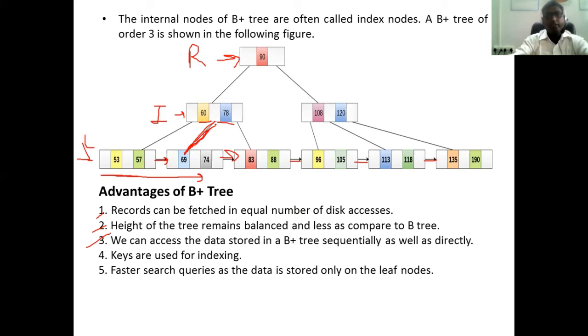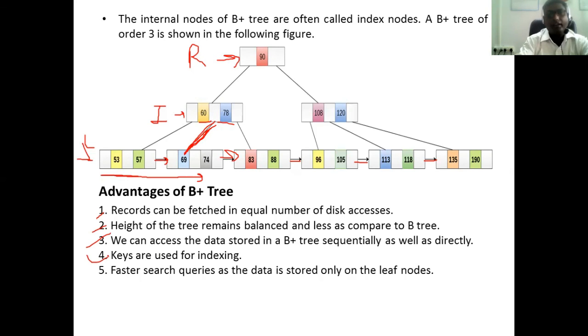Now, the keys are used for indexing. Same as in a B tree, all the keys are used for indexing. The key plays the major role, because with the help of the key we can access the data very easily. I told you the example of books. The same happens with databases: every database has an index, and with the help of the index value we can access the data stored in the disk.